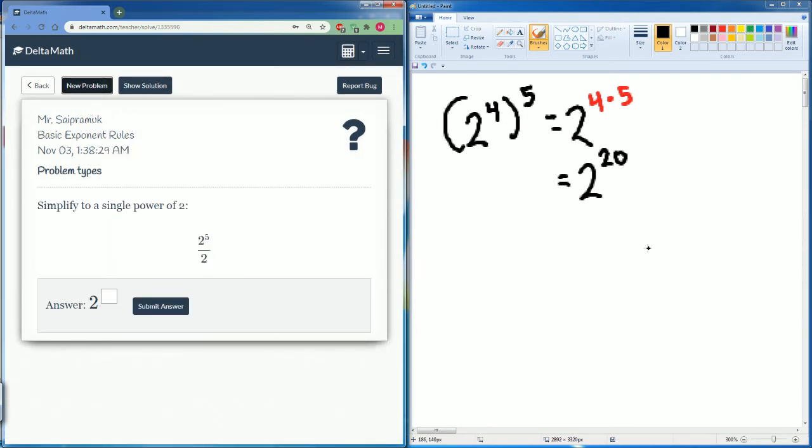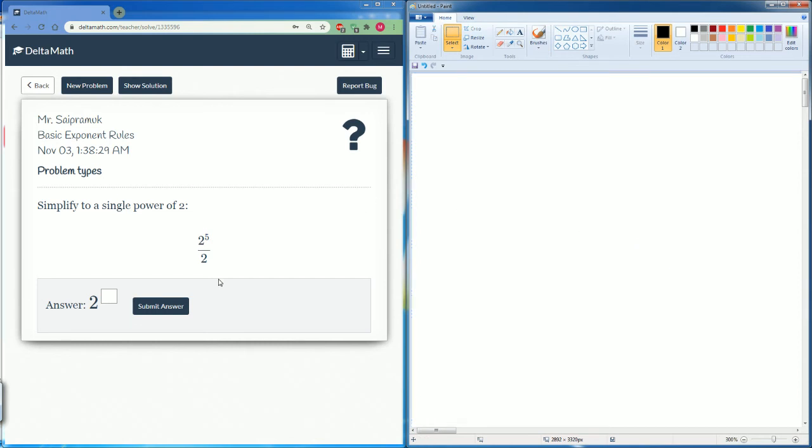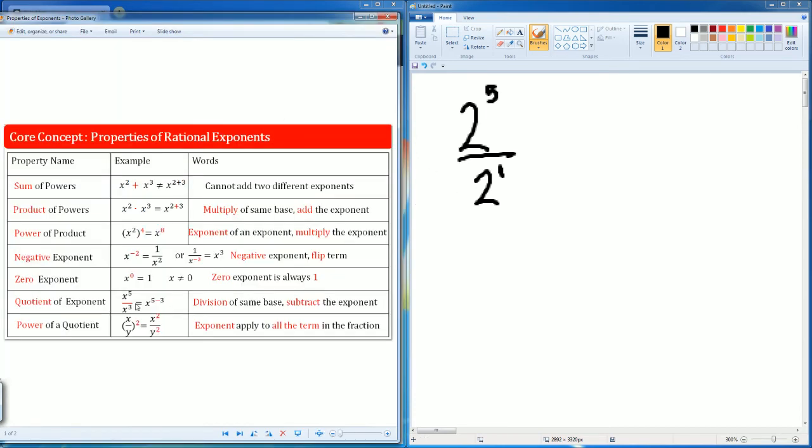Next, you might have something like this, which is 2 to the 5th divided by 2. There's really an exponent of 1 here, but no one draws that. If we take a look at our property list, we will see that this is a quotient of powers. This is what you do when you divide with the same base. So you subtract the exponents.